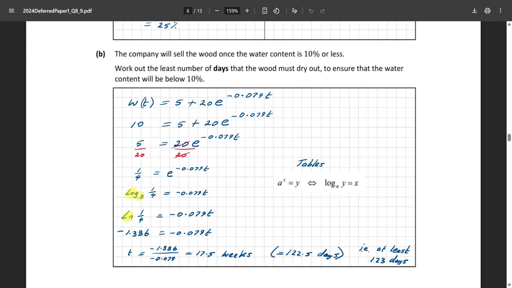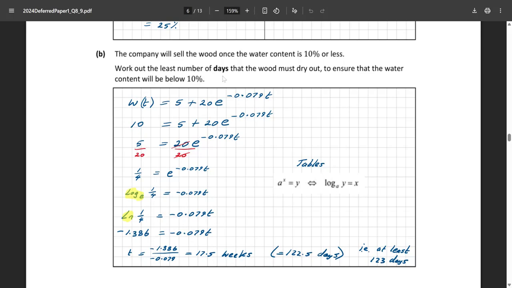Log to the base e has a shortcut name. It's called natural log, ln. So we can replace that with that. So the ln of a quarter is now equal to that. This can be worked out on the calculator. And we've got this over here. So t is now that over that, which is 17.5 weeks.